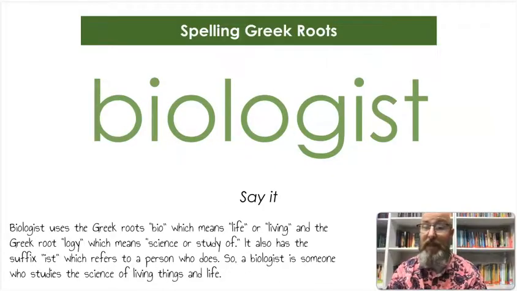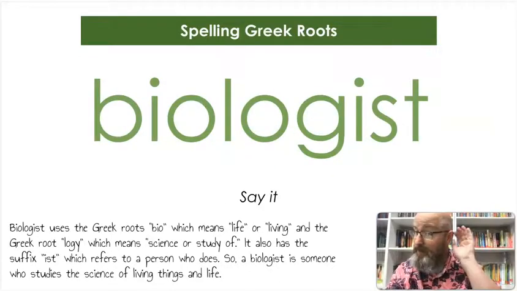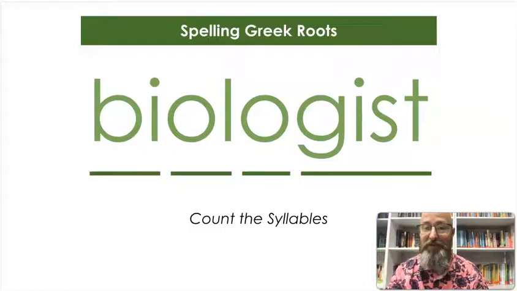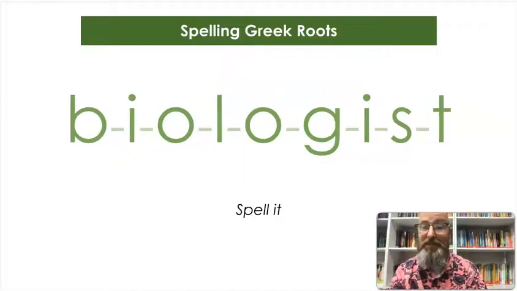Our next word is biologist. Say biologist. Biologist uses the Greek roots bio, which means life or living, and the Greek root logy, which means the science or study of. It also has the suffix ist, I-S-T, which refers to a person who does. So a biologist is someone who studies the science of living things in life. Let's count the syllables. Biologist. Biologist.